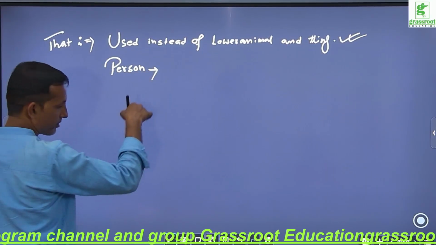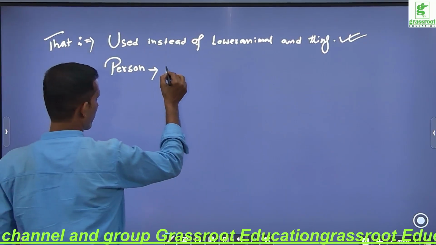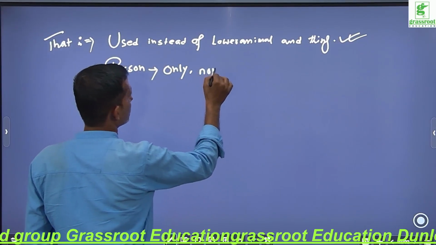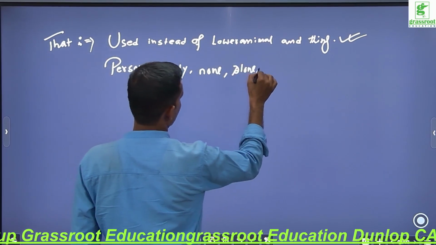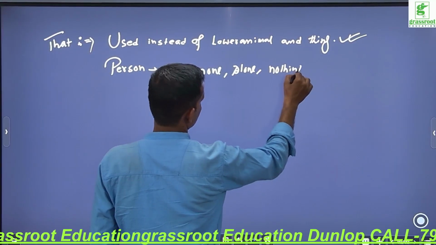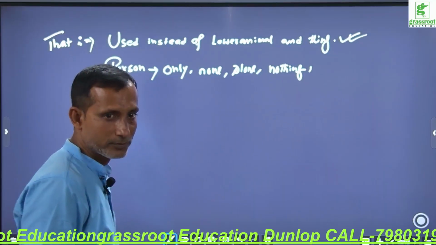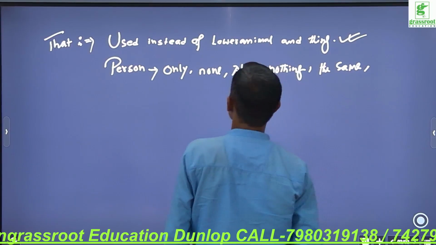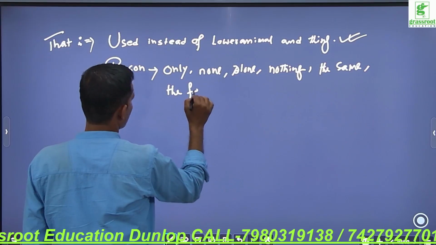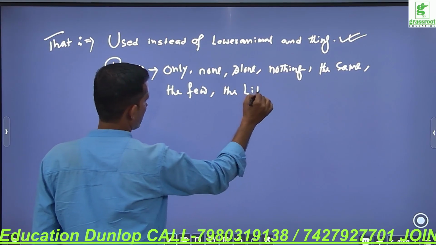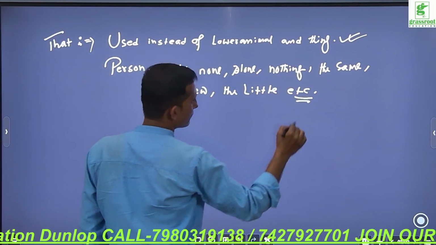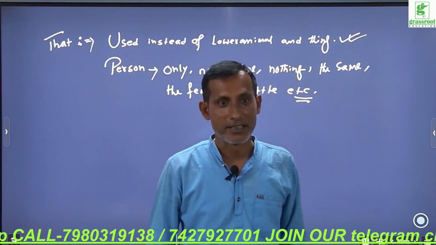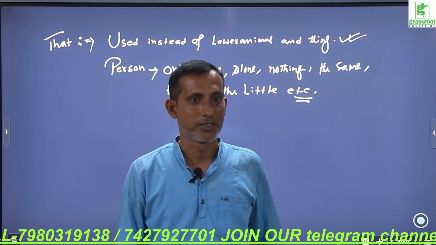So that can be used for person when person is preceded or followed by only, none, alone, nothing, the same, the few, the little, etc. When these words are used for denoting a person, then that must be used. You cannot use there who or whom.